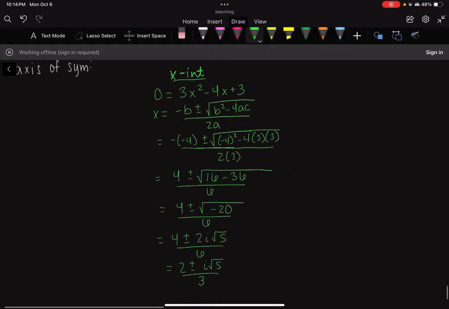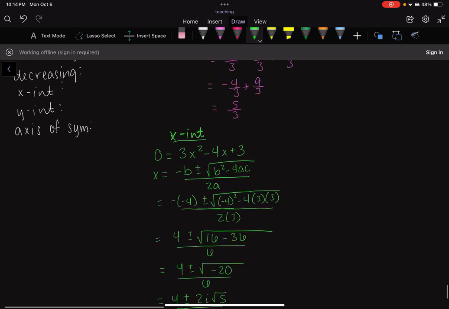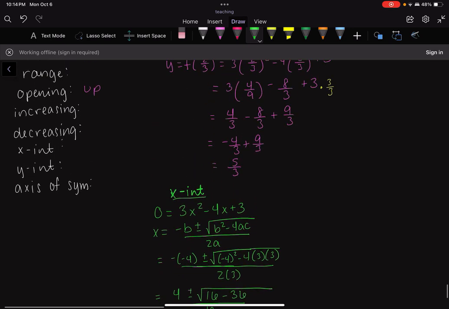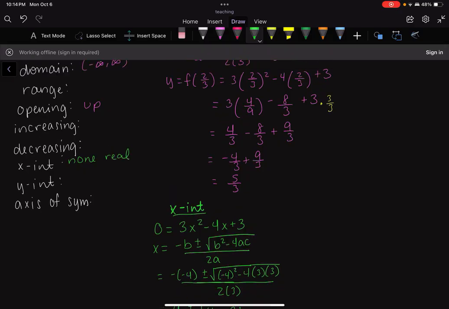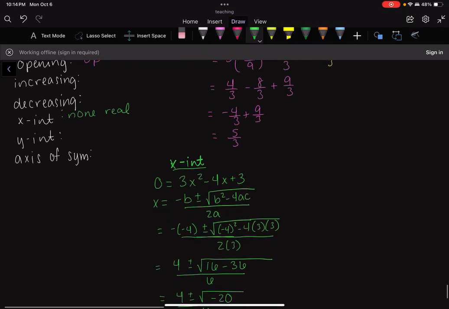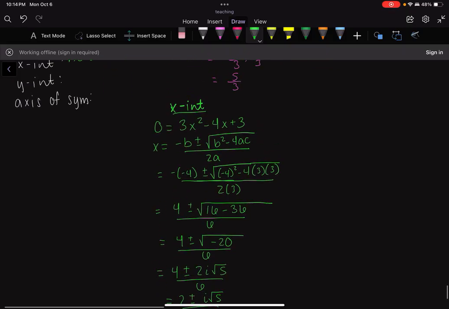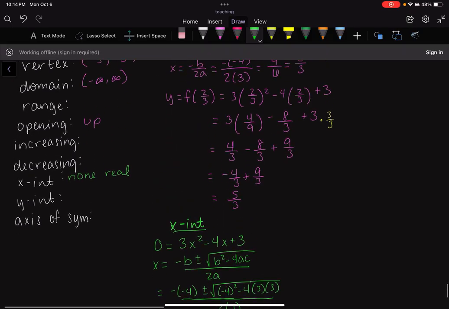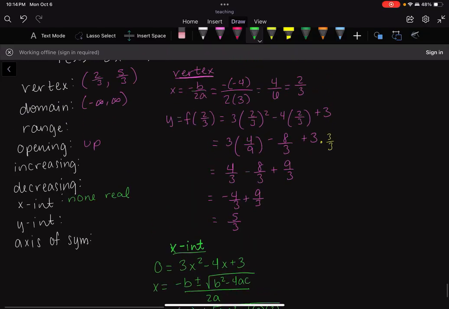Cool. This means that we do not have x-intercepts. So I would say we have none that are real. We do not have x-intercepts. X-intercepts are defined as real points where the y value equals 0. So we do not have any. And that's all right. We'll see what it means for our graph.